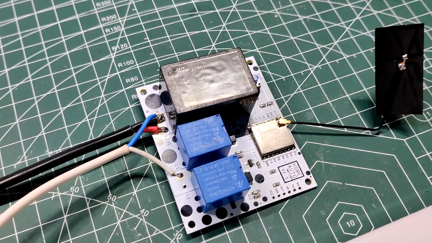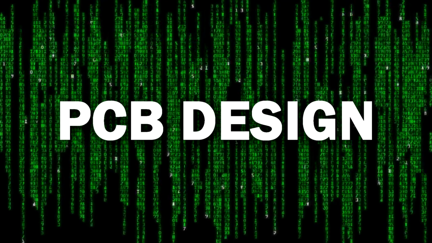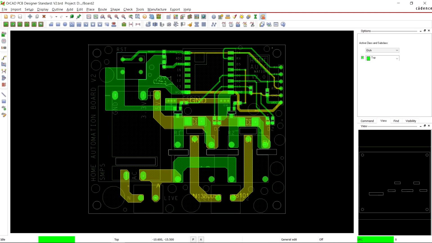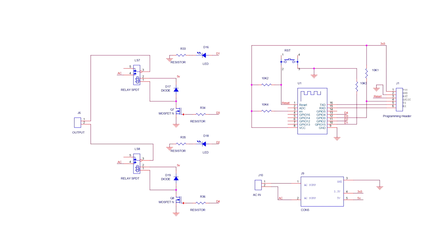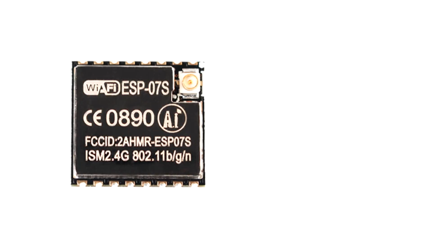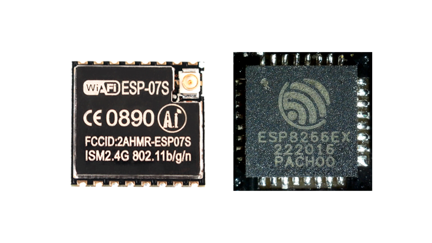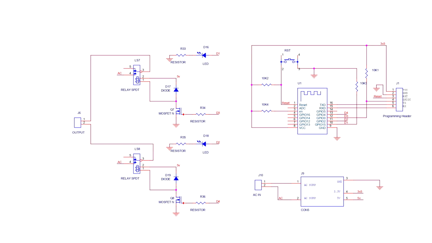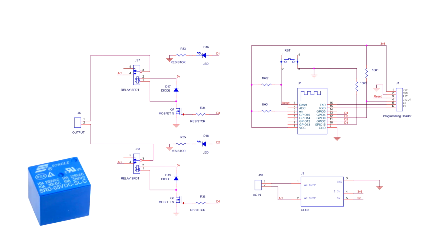Now let's get started with the build. The first step is to create the PCB design for this home automation board, which consists of an ESP07S basic setup. The ESP07S is an ESP8266 board, and like all ESP8266 boards, it simply requires 4 10K resistors linked to different GPIO pins. We include two relays in this design to control the output.